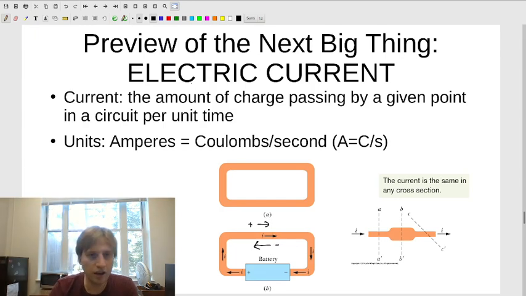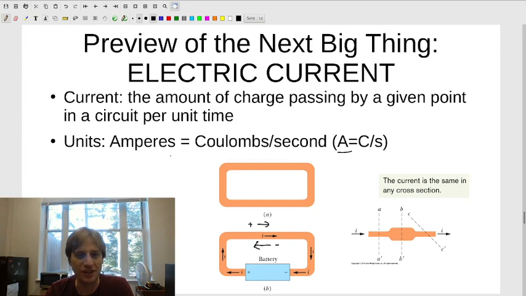The units on current are going to be coulombs per second, or amps. Ampere, of course, we've already seen him. He'll come back again with Ampere's law, which relates the magnetic field in a region to the amount of electrical current that's in the region. So it'll be like the Gauss's law for magnetic fields, but the amp is just a coulomb per second.